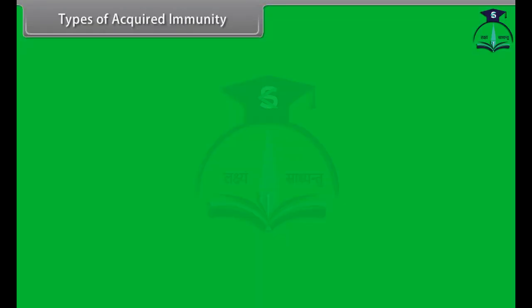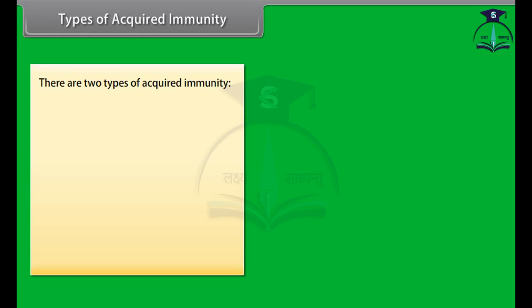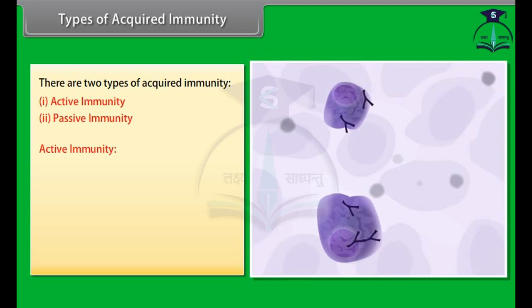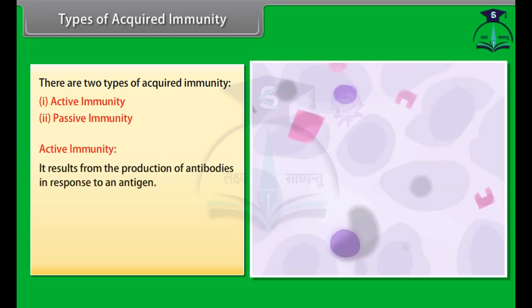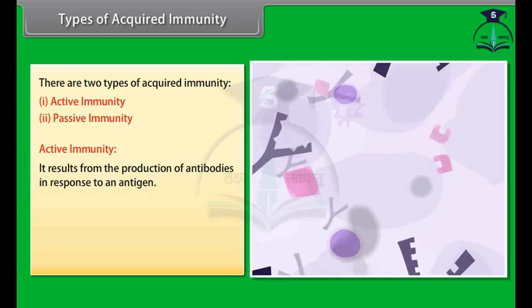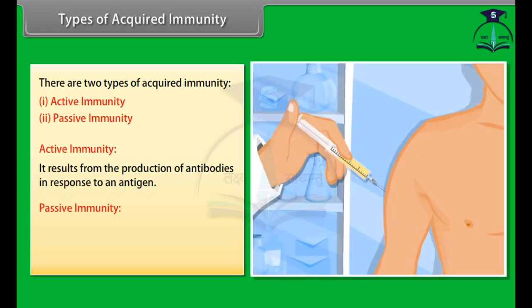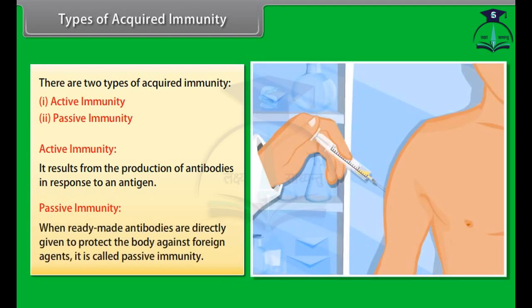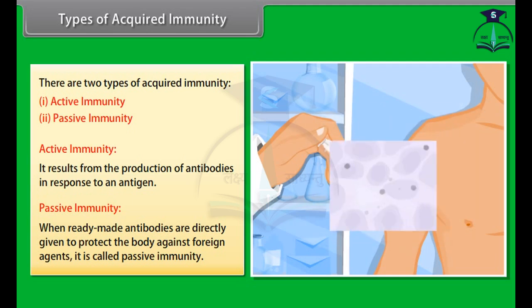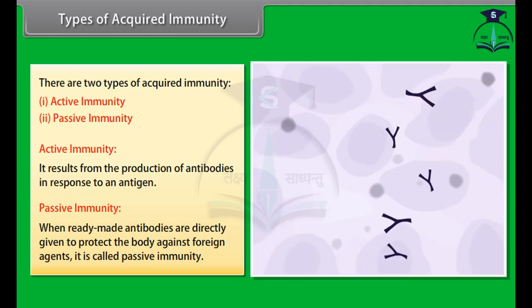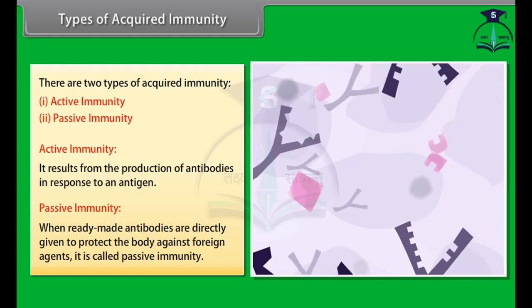Types of acquired immunity. There are two types of acquired immunity: active immunity and passive immunity. Active immunity. It results from the production of antibodies in response to an antigen. Passive immunity. When ready-made antibodies are directly given to protect the body against foreign agents, it is called passive immunity.